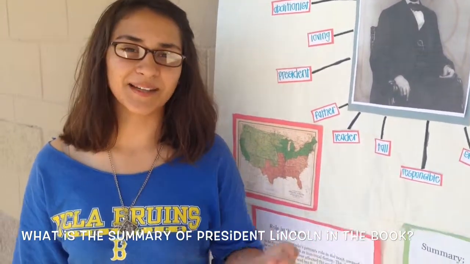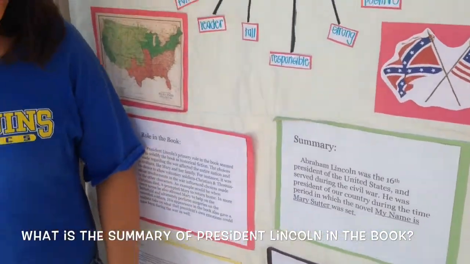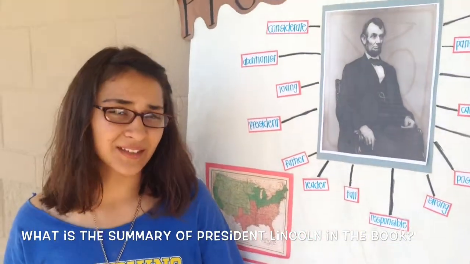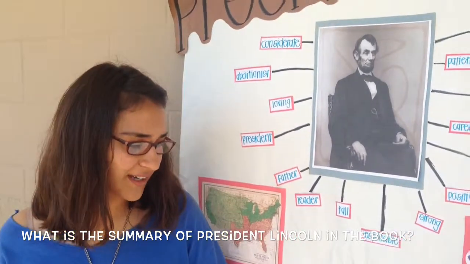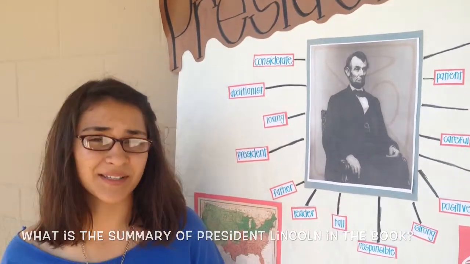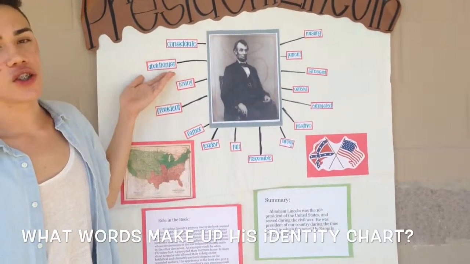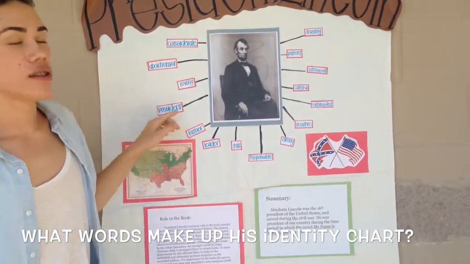Well, the summary here. Abraham Lincoln was the 16th President of the United States and served during the Civil War. He was President of our country during the time period which was set in My Name is Mary Sutter. You're wondering, what are some of the words that make up President Lincoln's identity chart? As a group, we have decided that these are some of those words.